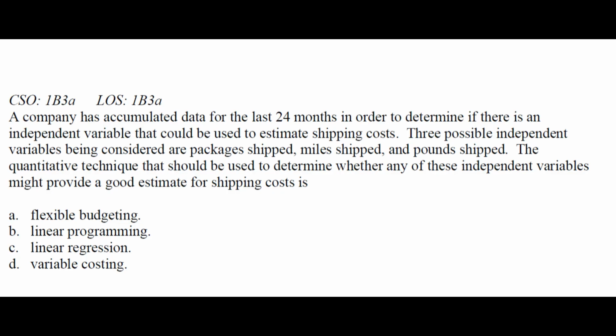C. Linear regression. Correct. Linear regression is used to estimate the relationship between a dependent variable, shipping cost, and one or more independent variables, packages, miles, or pounds shipped. It helps determine whether these variables provide reliable estimates of future shipping costs and identifies the strength of their relationships. D. Variable costing. Incorrect. Variable costing is an inventory costing method that includes only variable manufacturing costs in product cost. It is unrelated to estimating shipping costs using statistical analysis.